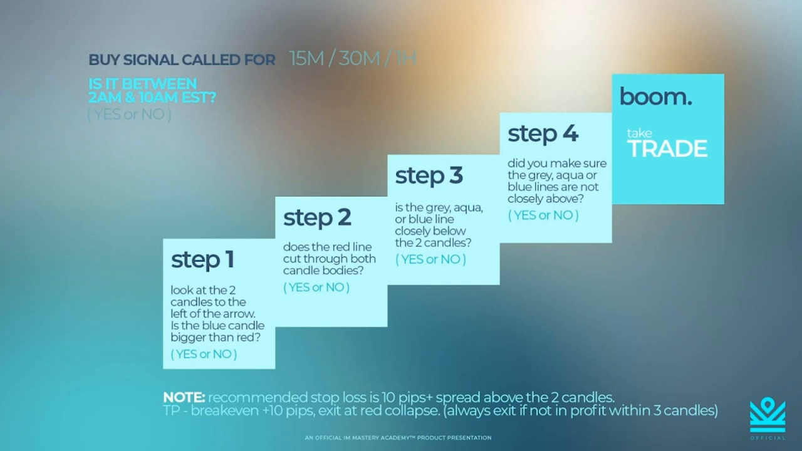Okay, this is for buy signals called in those lower time frames. Again, the same window goes as follows, 2 a.m. to 10 a.m. Eastern. 4 steps. Ultimately, everything has changed in these 4 steps because now this is a buy signal, but you still need to take a quick picture of it and or write it down.